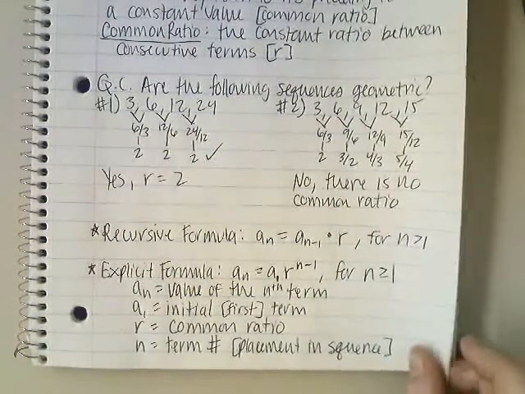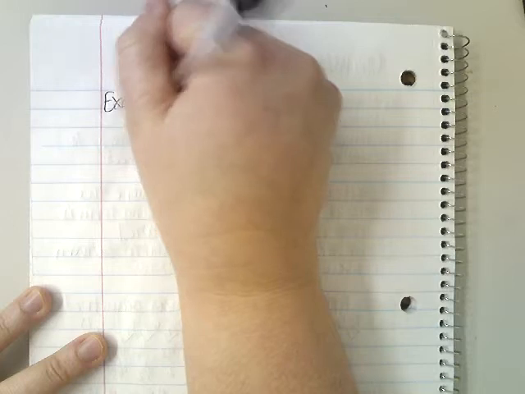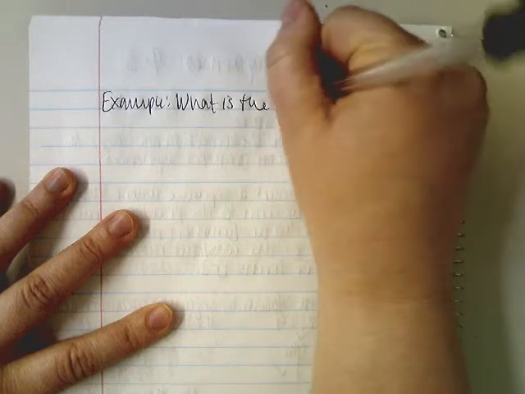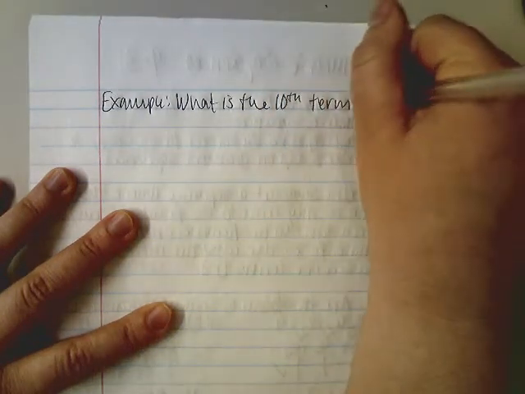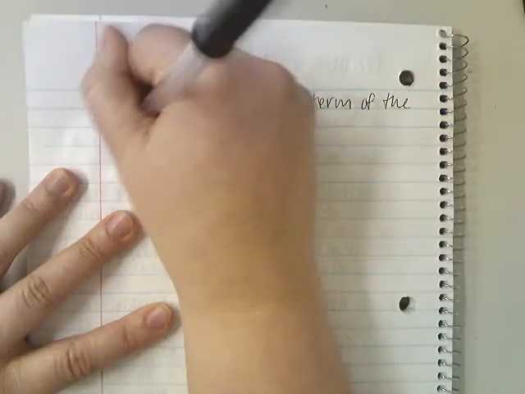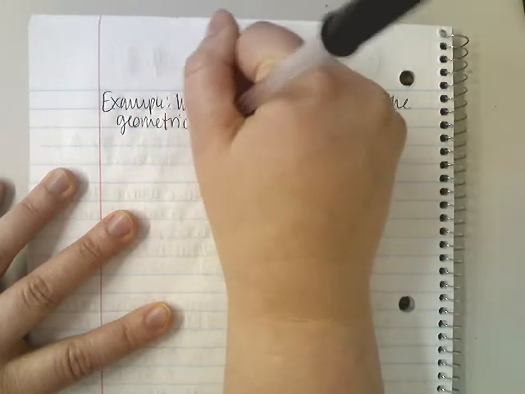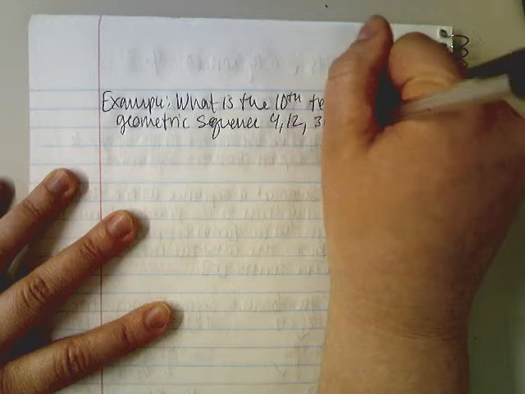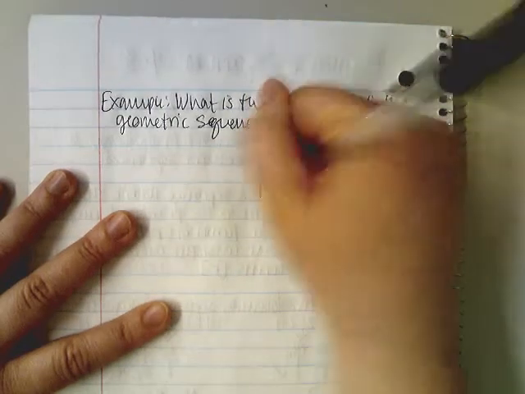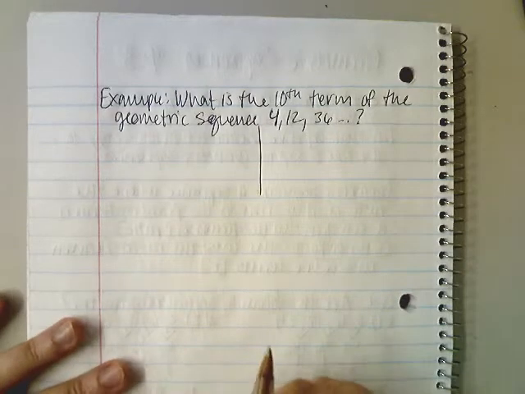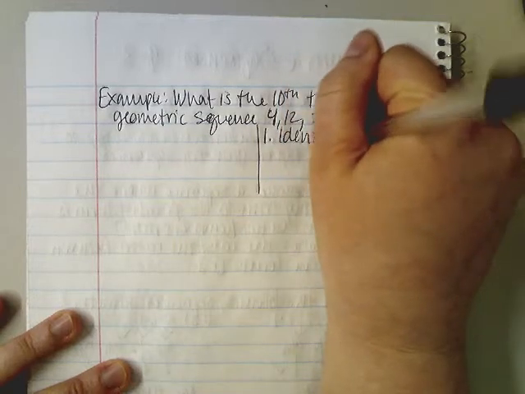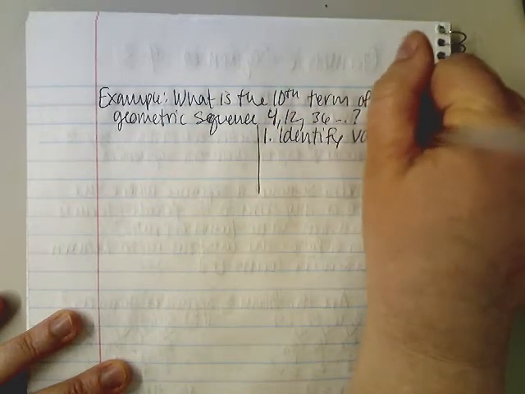So I'm going to flip the page to do an example. The example we're going to start with is: what is the 10th term of this geometric sequence: 4, 12, 36, and so on. So pretty much identical steps to our arithmetic sequence problems like this. We're going to start by identifying the variable values for the explicit formula.